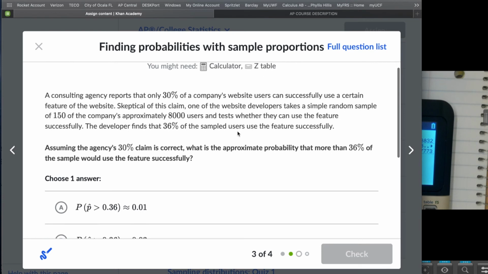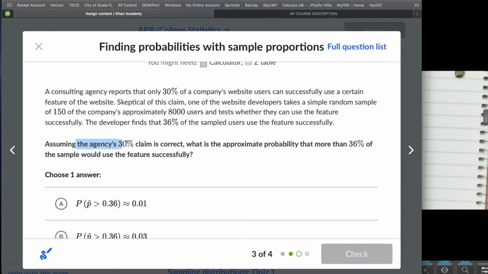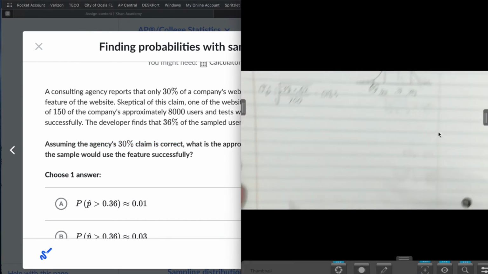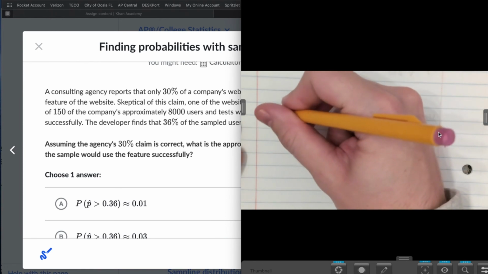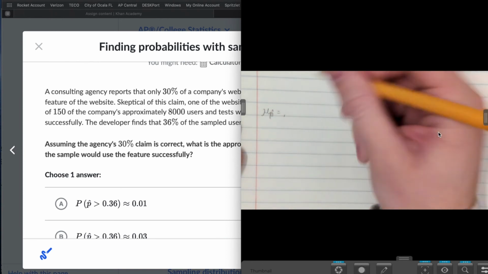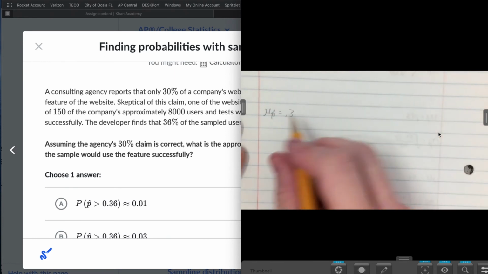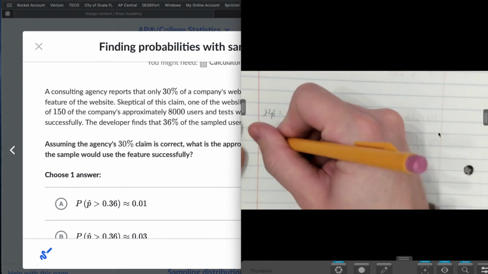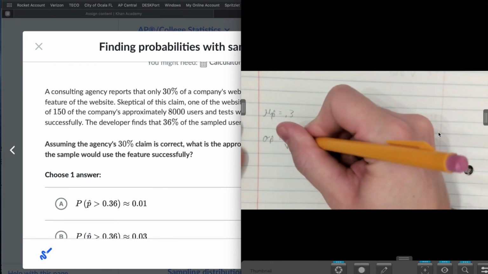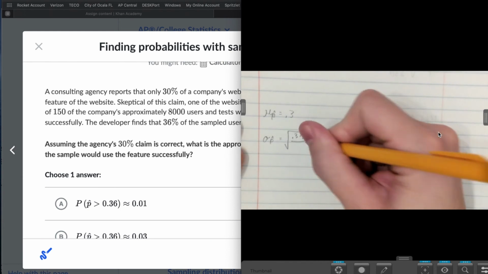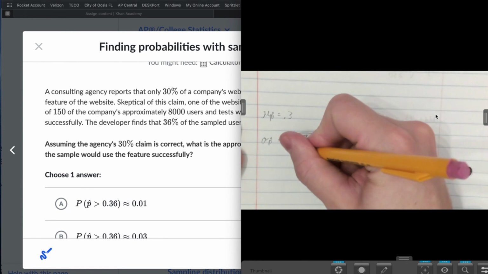All right, so maybe I'll just do one more of these because I think this section makes a little more sense. I'm going to skip over some of the reading. So assuming the agency's 30% claim is correct, cool, so now I know 2 pieces of information. I know that the mean of all samples of similar sizes should just come out to 0.3. All the means of all proportions of similar sizes should just come out to the assumed truth. And the standard deviation for all samples of equal sizes should come out to the square root of 0.3 times its opposite, 0.7, over how many we're sampling this time, which is 150 of 8,000.